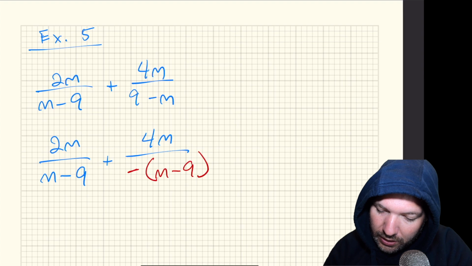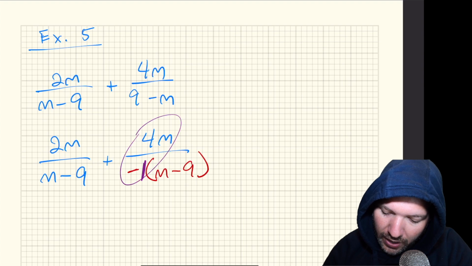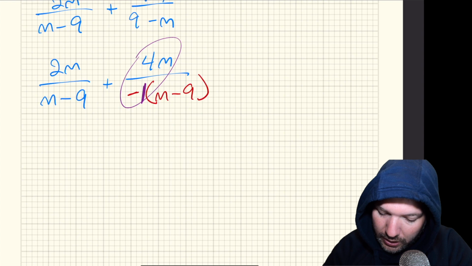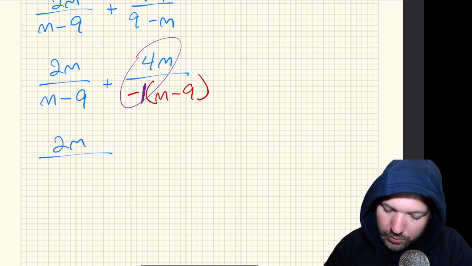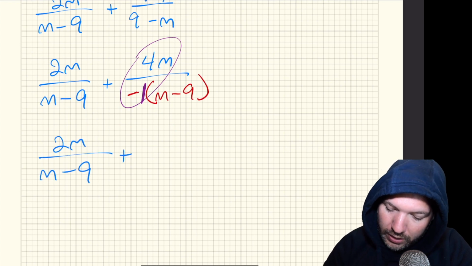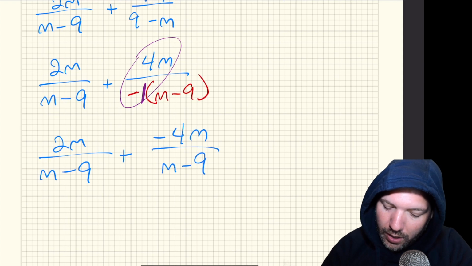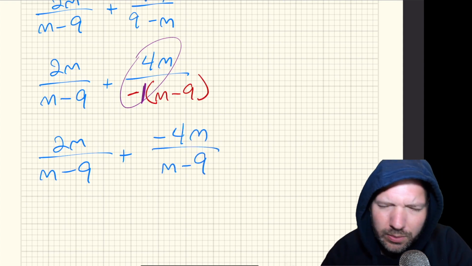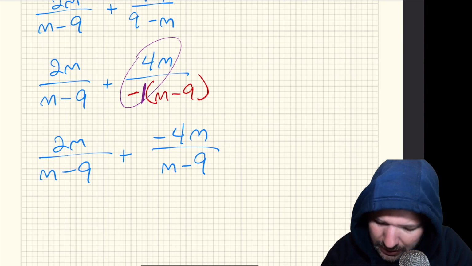But then that negative, because that's essentially like a negative 1, right? We can actually divide the 4m by the negative 1. It just turns it into a negative 4m. So this becomes 2m over m minus 9 plus negative 4m over m minus 9. If I keep saying n, I mean 9, m minus 9.